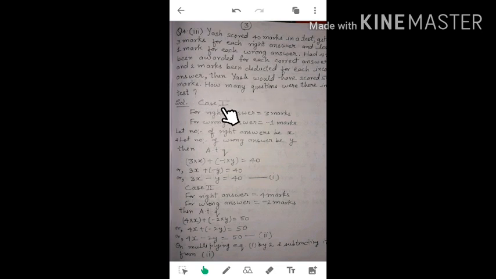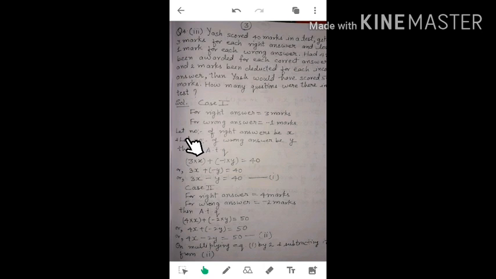See here, case first. In the first case, it is given that for each correct answer, he is getting 3 marks. And 1 mark is deducted for each wrong answer. As the marks are deducted, here we have written -1. For 1 wrong answer, 1 mark is deducted, so as the number is getting deducted, we have placed a negative sign, -1 marks.